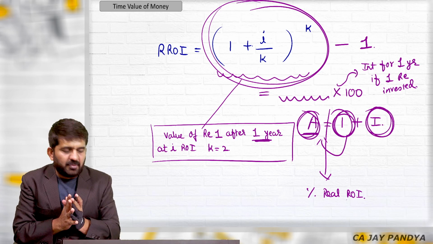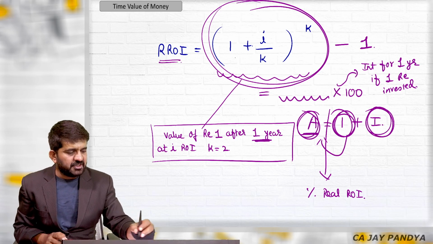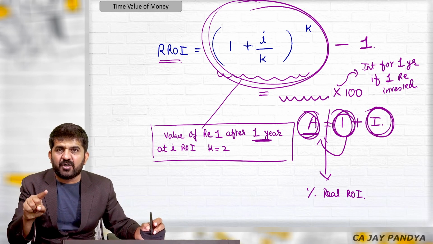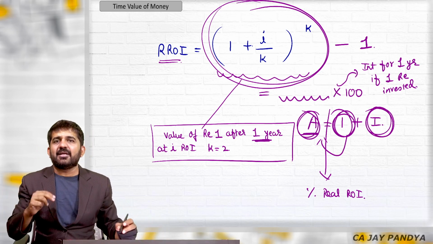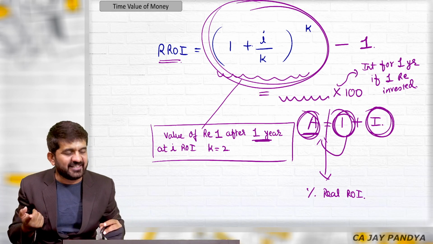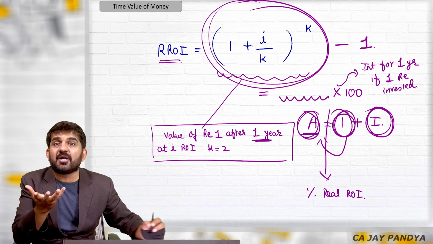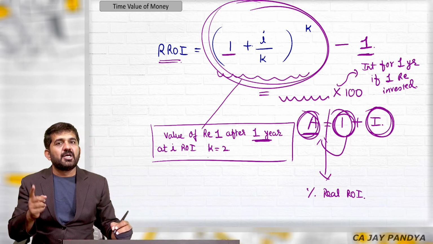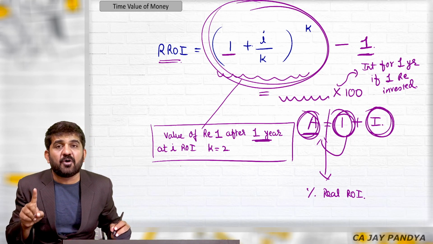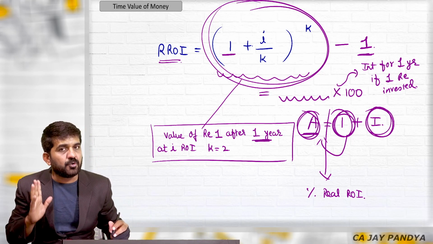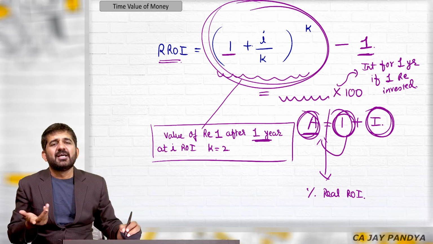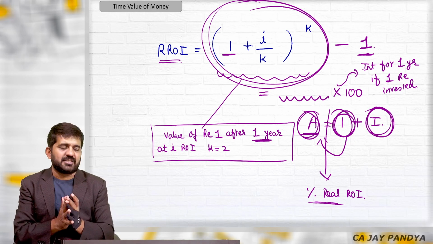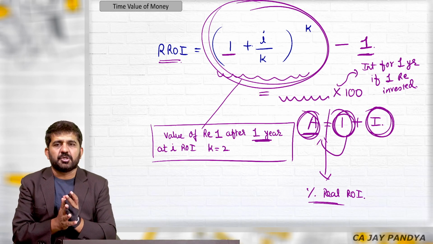And this is how the formula works. Real rate of interest is equal to 1 plus I upon K raised to K. This is amount of rupee 1 invested after 1 year, where number of times the interest is calculated is K, minus 1. So you are removing the principal. See, first principal was added, 1. Now you are removing the principal. So you will be getting exact amount of interest you are getting after 1 year if 1 rupee is invested. Minus 1, you will be getting the amount of interest, and that multiplied by 100, you will be getting answer in percentage, real rate of interest which a person is earning.